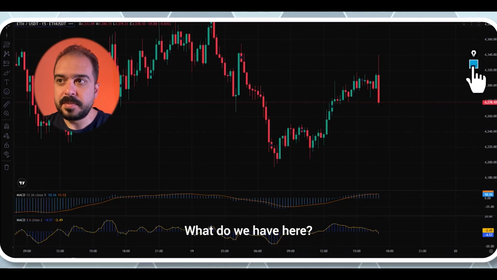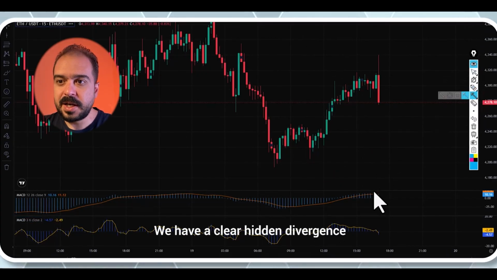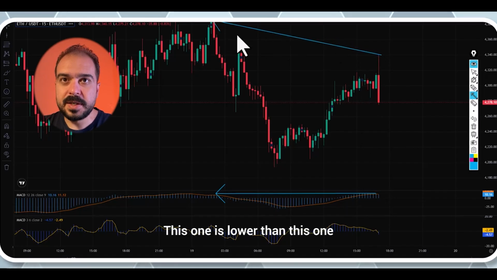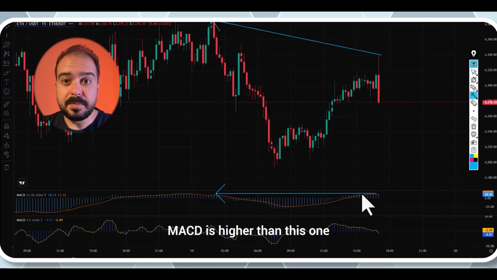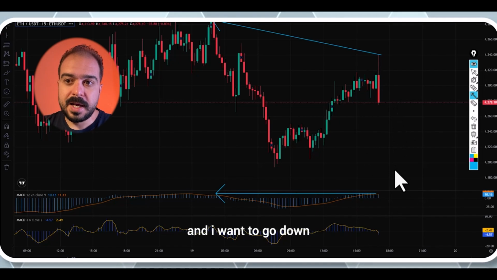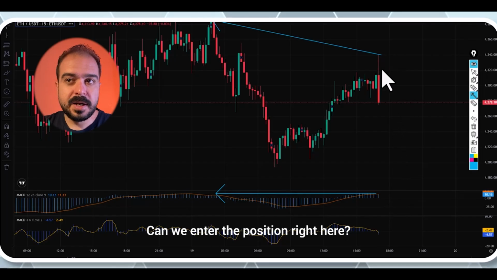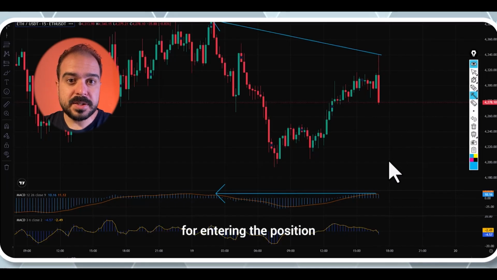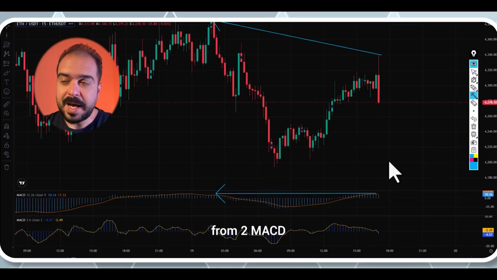What do we have here? We have a clear hidden divergence between the big MACD and this high. This one is lower than this one, and this one in MACD is higher than this one. It tells us I am a hidden divergence and I want to go down. Can we enter the position right here? No. We should get more confirmation for entering the position from the 2 MACDs.